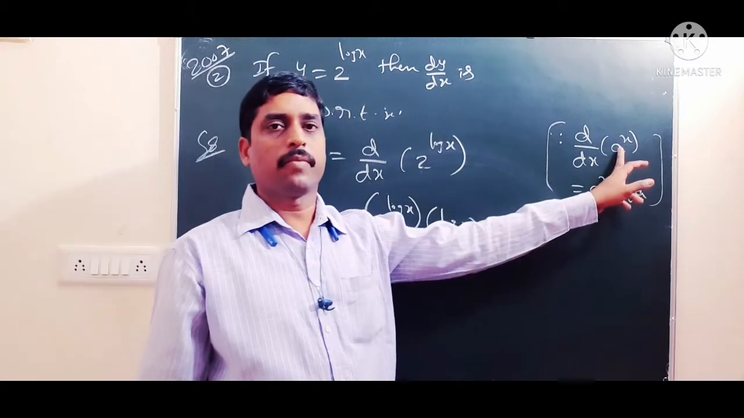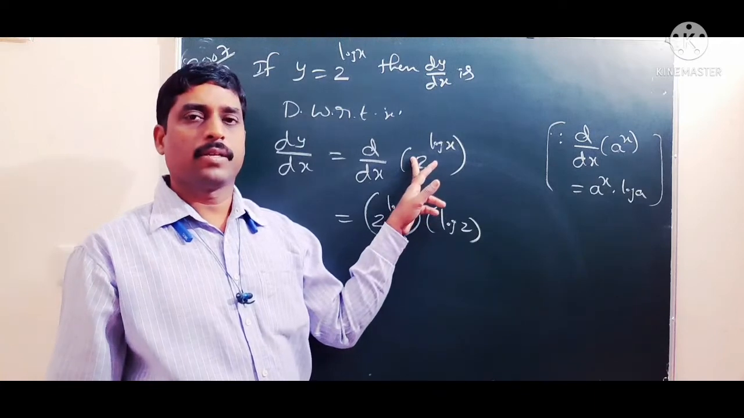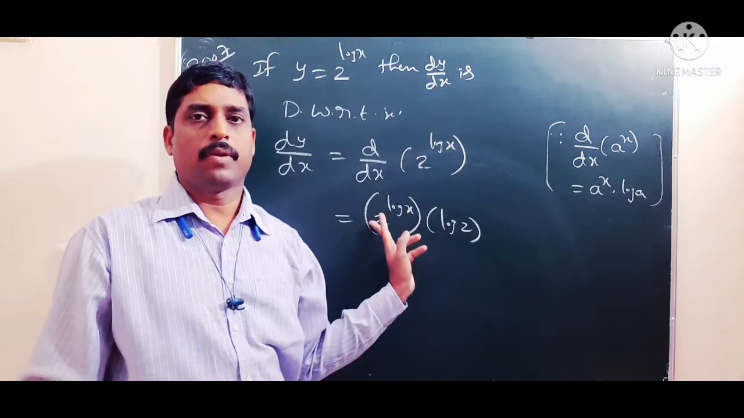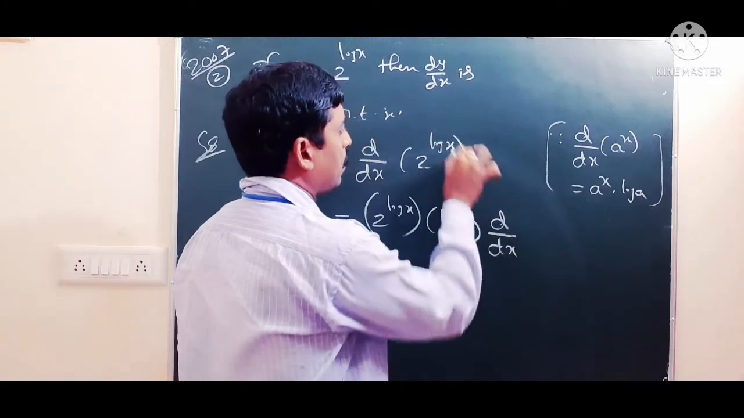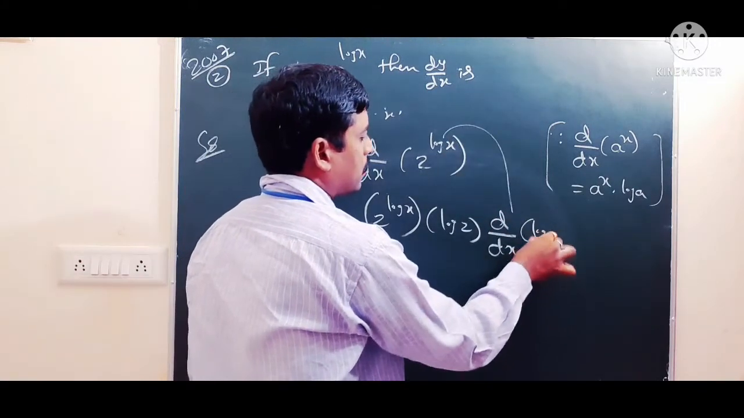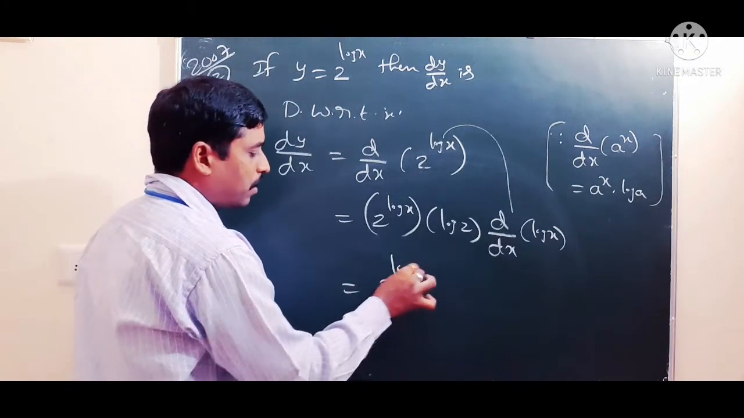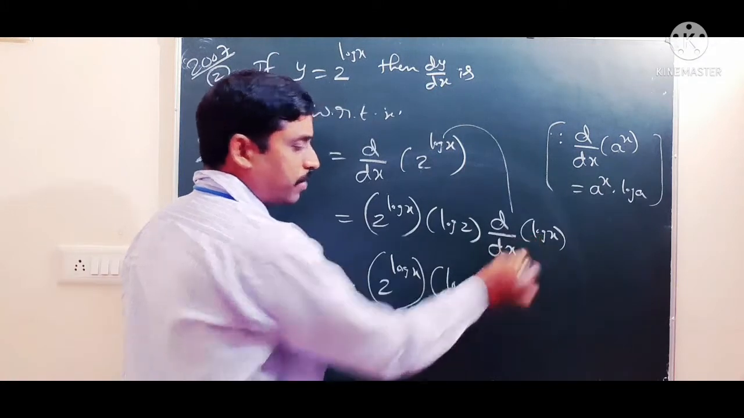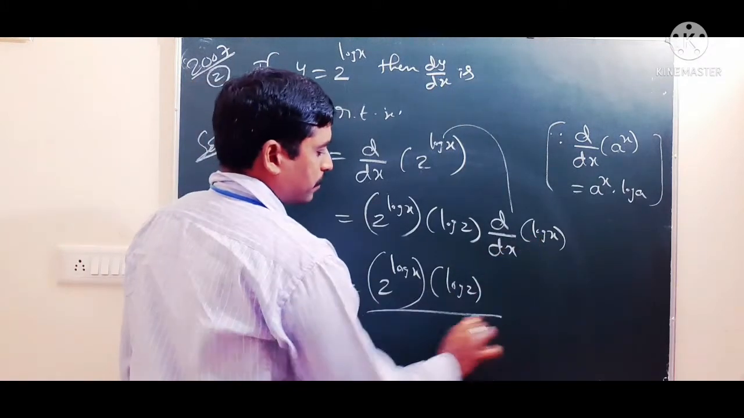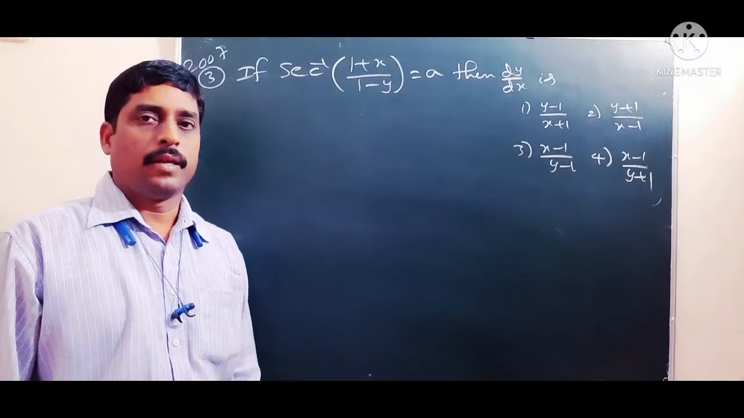So differentiation of a power x is a power x log a, whereas differentiation of 2 to the power log x is 2 to the power log x into log 2 into d by dx of log x, by using chain rule. So this will be 2 power log x into log 2 into, differentiation of log x is 1 by x. So this is the correct answer. Let us go to the next problem.